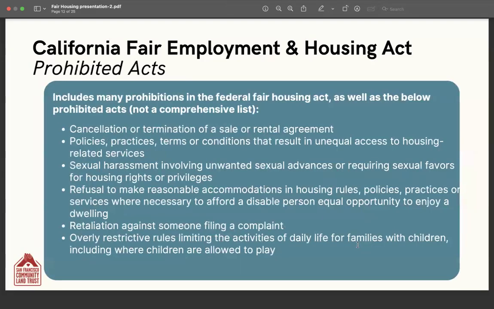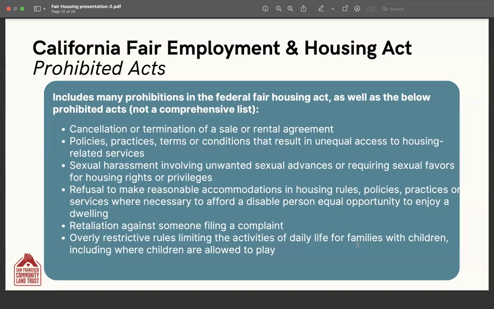And the list of prohibited acts in this state law are long. It includes many of the prohibitions that are in the Federal Fair Housing Act, as well as these below acts. And I want to stress that this is not a comprehensive list. I really encourage everyone after this presentation to look further into these laws, the actual text of them themselves. And there are some really great organizations out there that do a deep dive on fair housing. So that probably would also be helpful for you.